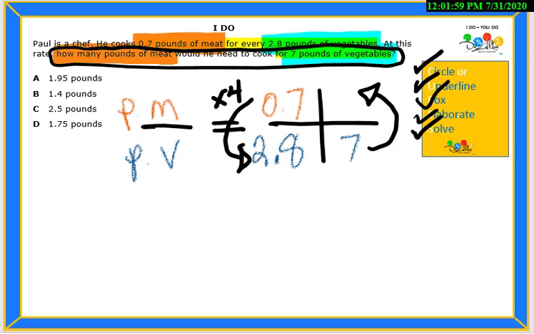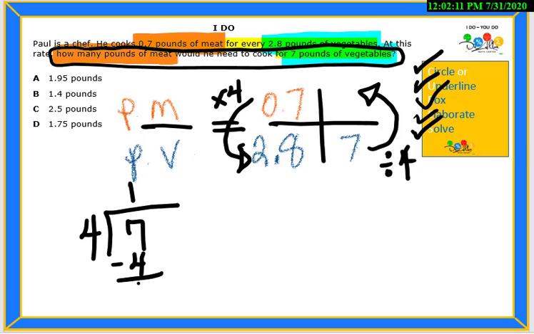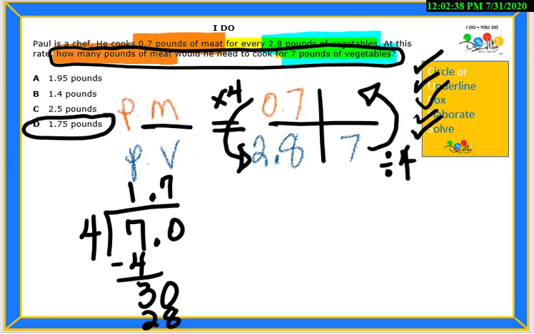When we work backwards, we divide by 4. So 7 divided by 4, it can be divided once with a remainder of 3. Add a decimal and a 0, bring up that decimal. Bring down that 0. 4 can go into 30 7 times. That's 28. If you look at how it is going, we are seeing that our answer choice will be D, 1 75 hundredths pounds of meat.